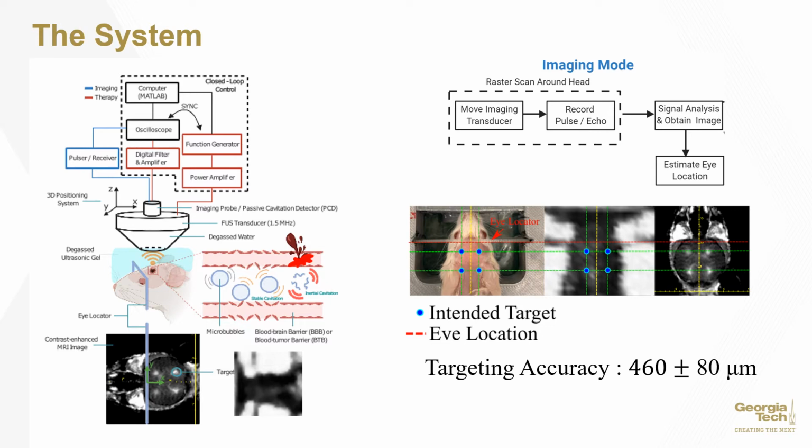In imaging mode, the system first raster scans around the mouse head with a 3.5 MHz central frequency imaging probe. The recorded echoes are then analyzed to obtain a 2D contour of the mouse head. From the 2D contour, the location of the eyes is obtained using the eye locator placed on the mouse beforehand, as shown in the right figure. Then, a target coordinate, say tumor location, with respect to the eyes is determined using a contrast-enhanced MR image. Finally, the system guides the therapeutic FUS transducer to the target location given the coordinates and performs the therapy. The targeting accuracy was obtained to be less than 500 micrometers.